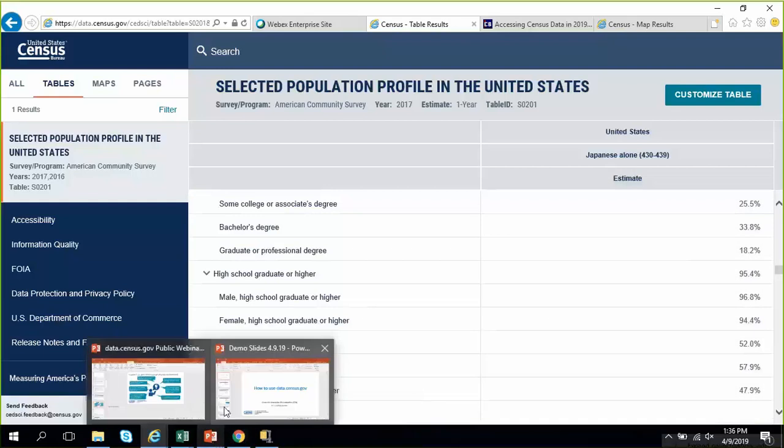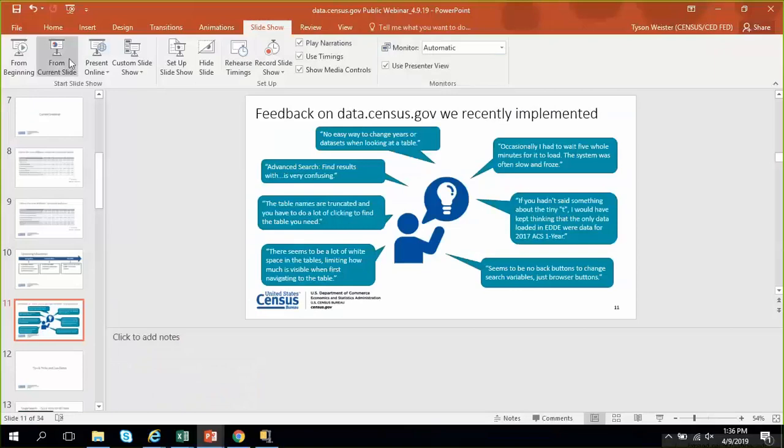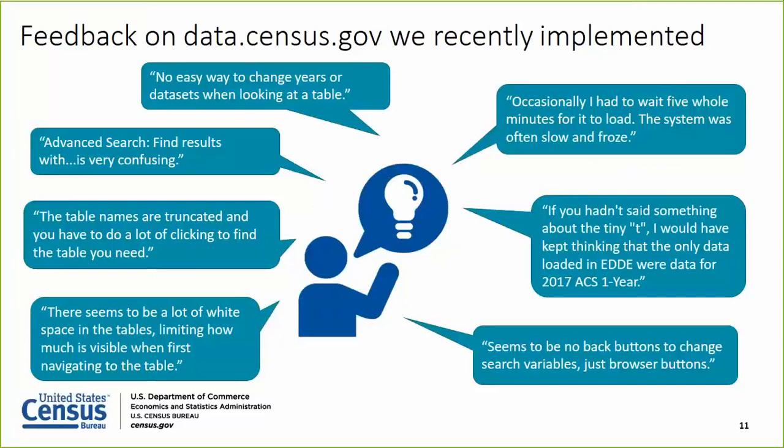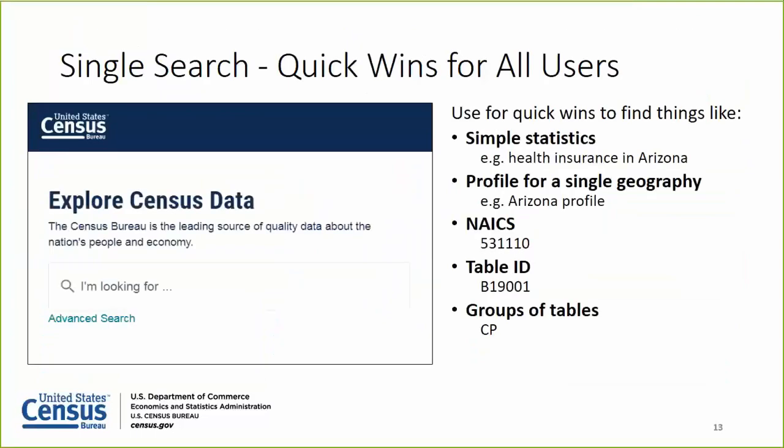With that live demo, hopefully you all should start to feel comfortable accessing data from the site using the different functionality. Wanted to follow that up with some more detailed guidance and also just recap some of the things we talked about in a different format for you. Again, our single search, we are recommending that as quick wins for all of our users, whether you're just starting out with census data and you want that simple statistic, something like health insurance in Arizona, or that high-level look at a particular geography, like the Arizona profile.